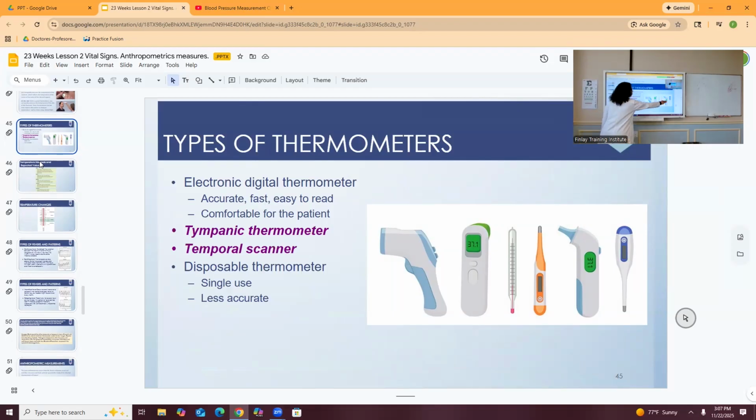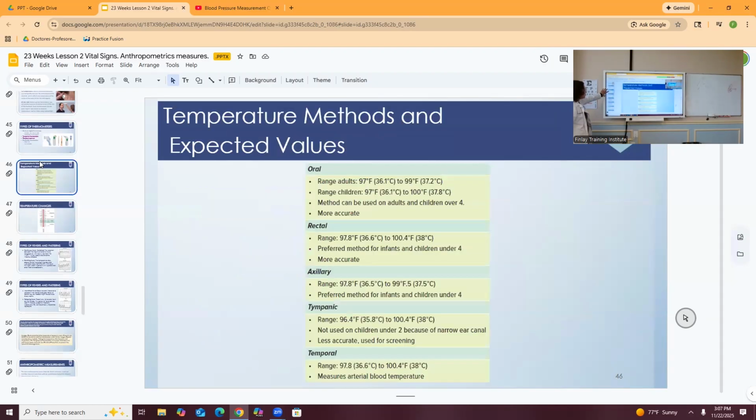These are the different kinds of thermometers that you will see. This is the kind that we were using right now. This is oral. Rectals usually are going to be glass, okay? And these are the ones that we use for the temporal or the frontal thermometer.